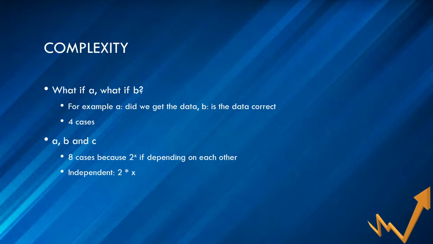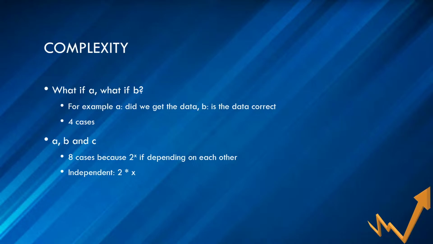But if we have three variables that we have to decide on, and these three really depend on each other, talking about some part of the system, that would result in 8 different cases. It's two to the power of the number of variables. But if we have independent checks, independent things to decide on, that's only 2 times the number of them.